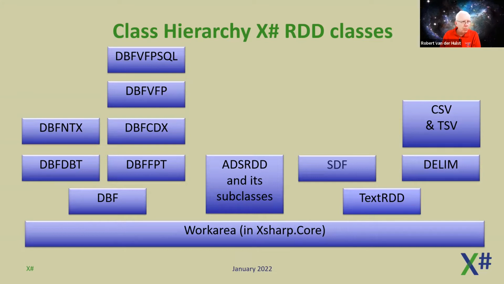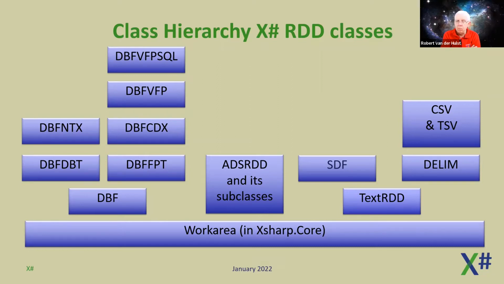But if you open a table with SQL exec in the FoxPro dialect, it returns a cursor in memory. And this cursor is basically an object of DBF VFP SQL. The biggest difference between the VFP SQL and the VFP is that the VFP SQL bases its rows on a .NET data table. So it's basically an RDD that is created on top of a data table. So that's why we have it in a separate class.